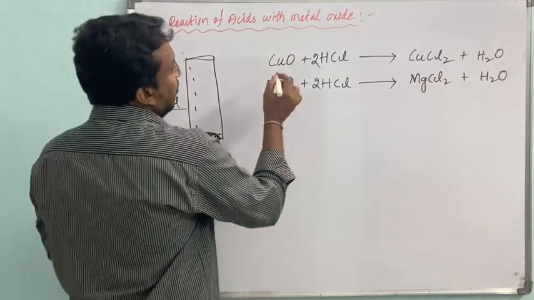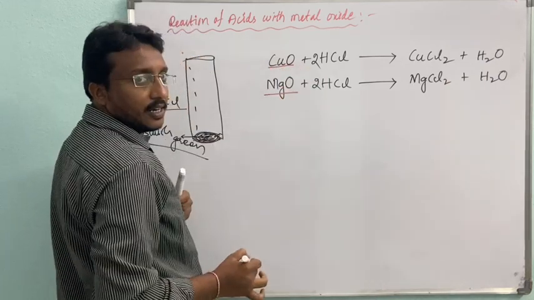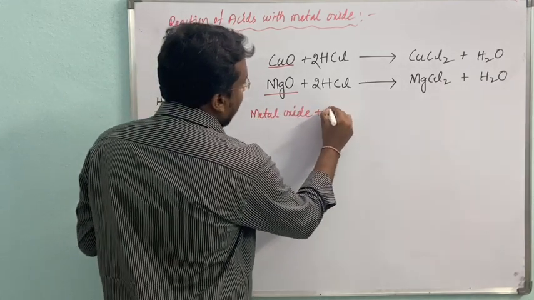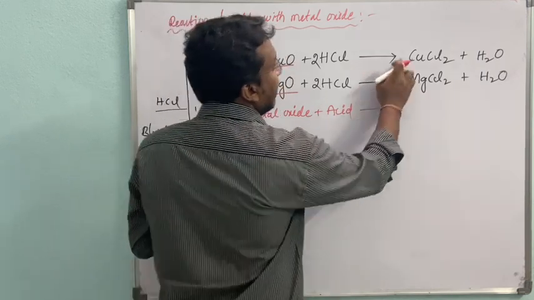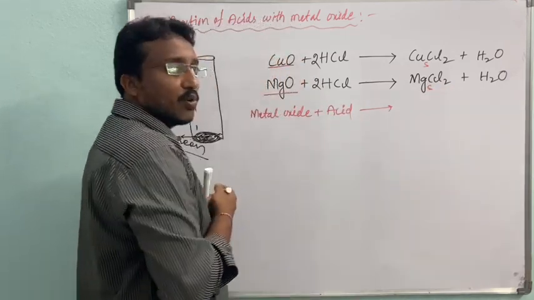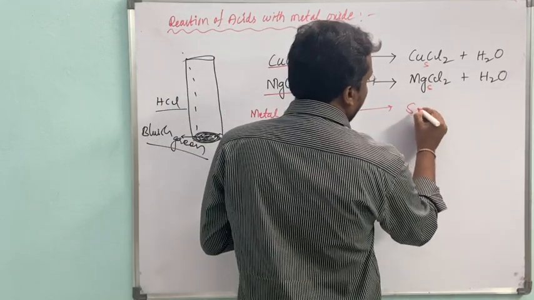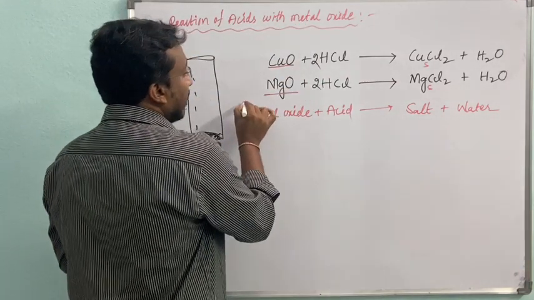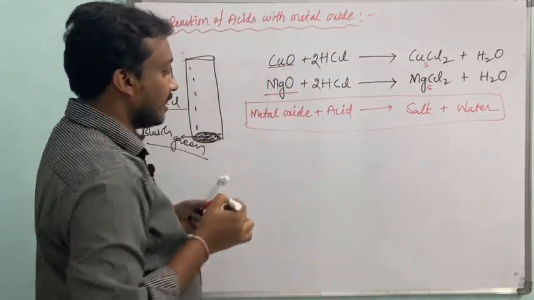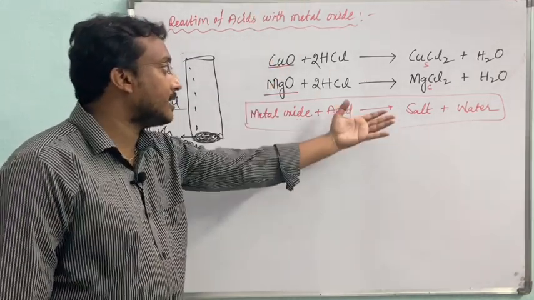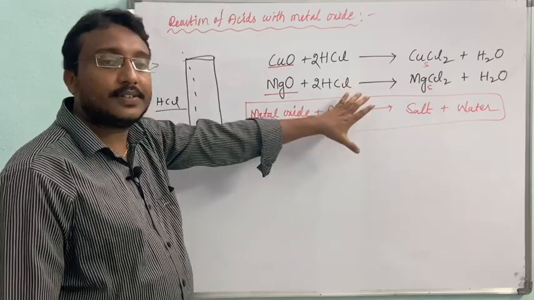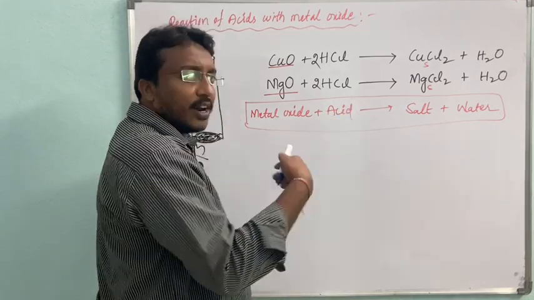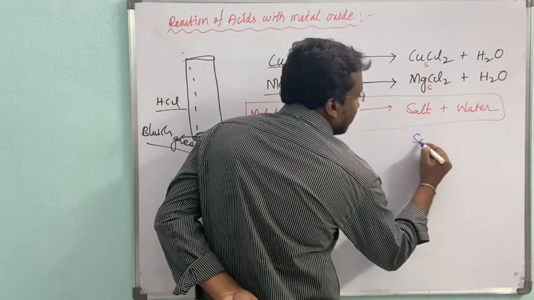Okay, here it is a metal oxide, and this is also a metal oxide, right? When a metal oxide reacts with the acid, it gives the salts, magnesium chloride and cupric chloride. Then we are getting salt and water. This is the general reaction: whenever metal oxides react with acids, they give salt and water. And here, before, we got the same products, salt and water.